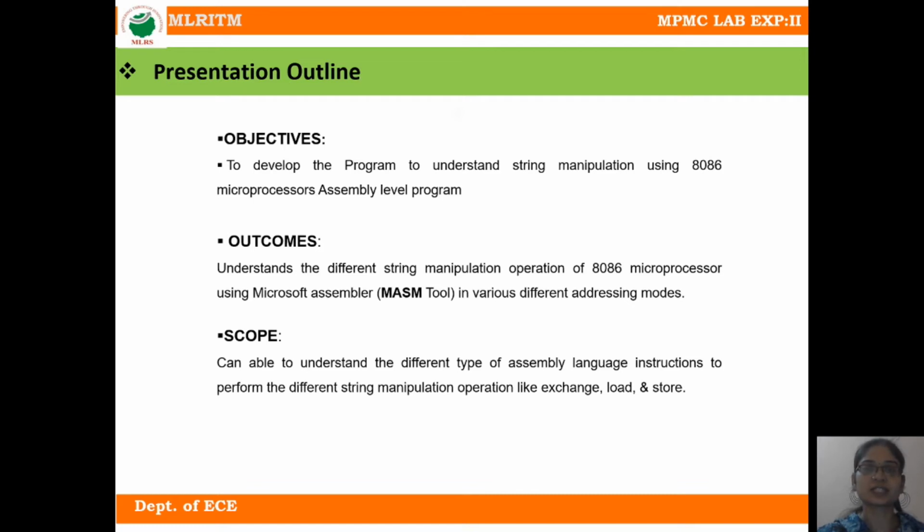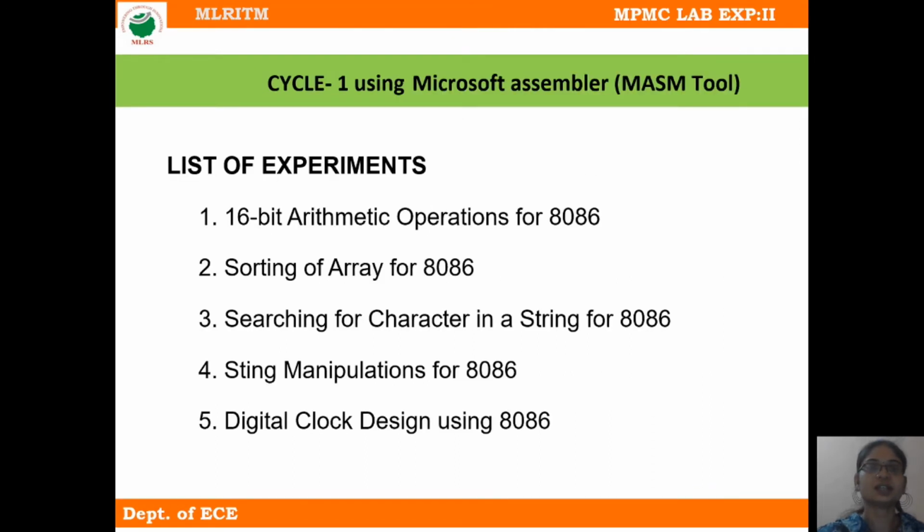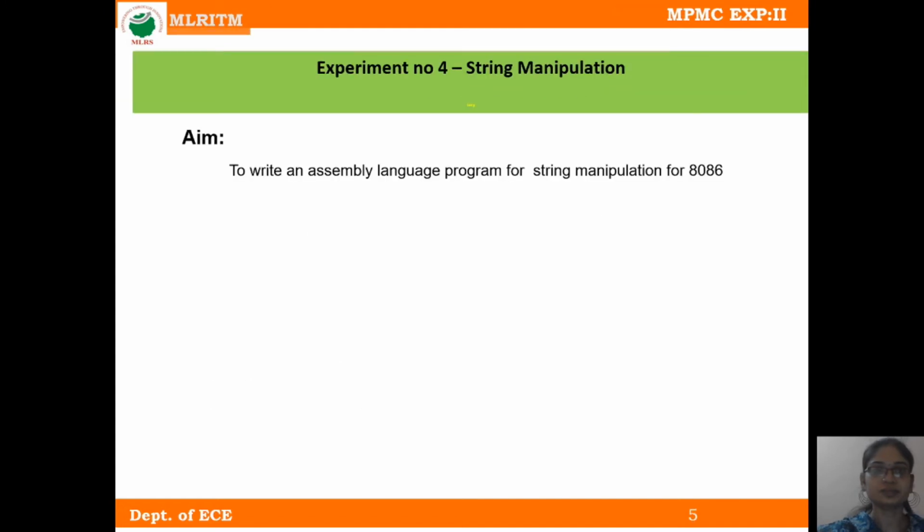The scope of this experiment: a student will be able to understand different types of assembly level language programs and instructions to perform different string manipulation operations like exchange, load and store. This experiment belongs to the cycle 1 category using the Microsoft Assembler tool. Our experiment is string manipulation.